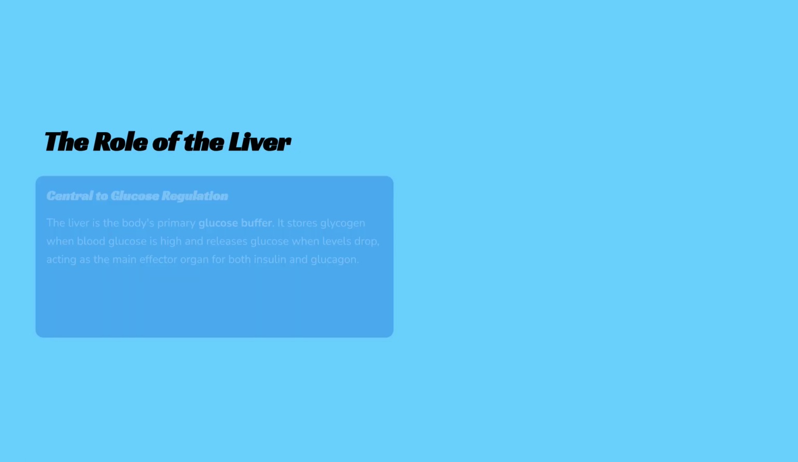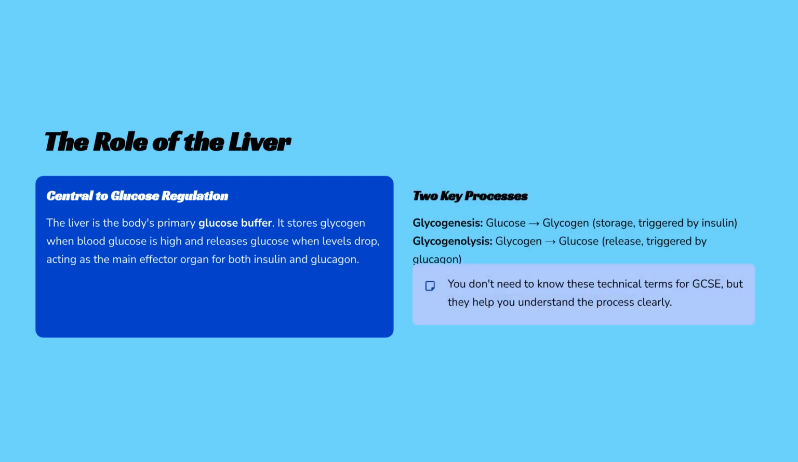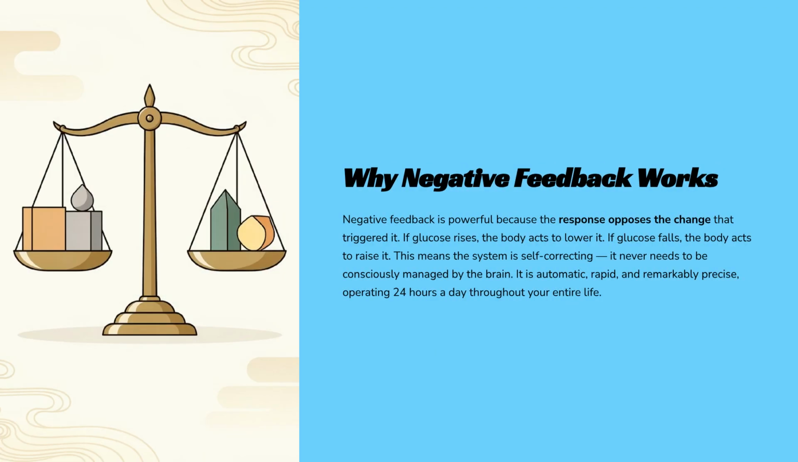The liver is central to regulation, acting as the primary glucose buffer. It performs glycogenesis, converting glucose to glycogen for storage, and glycogenolysis, breaking glycogen back into glucose for release, balancing blood sugar levels. Negative feedback works because the body's response always opposes the change that triggered it.